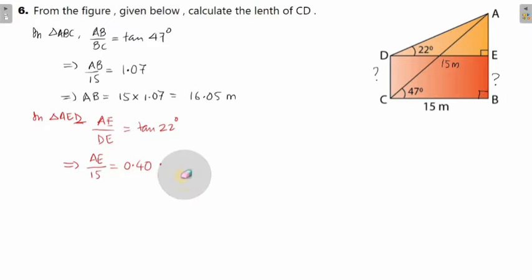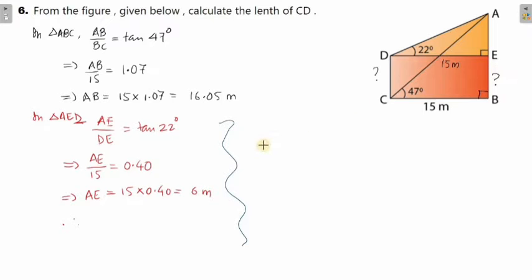Now what you need to calculate is AE. So keep AE here, and this 15 comes out here and becomes 15 into 0.40. When you multiply and check, 0.40 into 15 gives you exactly 6 meter. Now the question is asking you to find what? BE, right? Basically they are asking you to find CD, but it's enough that we find BE.